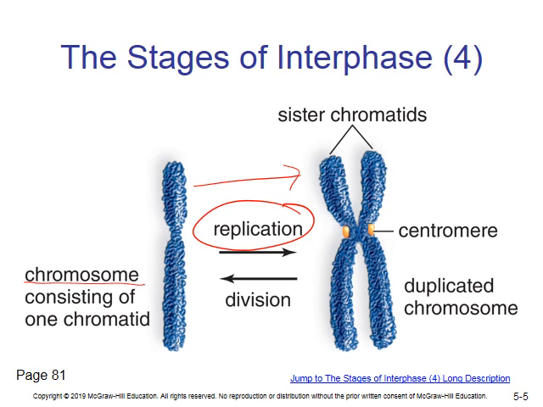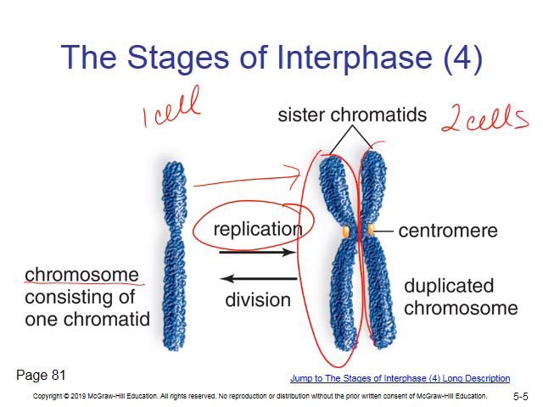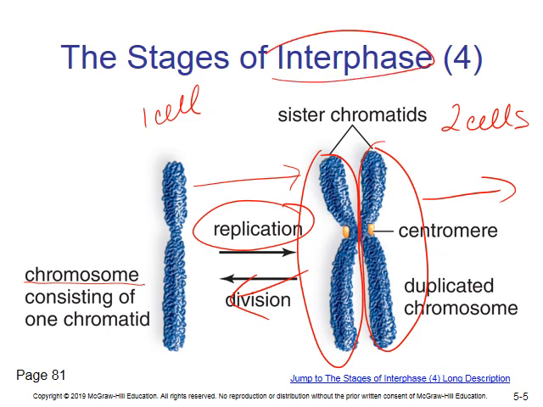Because what's going to happen? You start with one cell and you're going to end up with two cells. So this and this have to be able to be pulled apart. This is happening in interphase, but specifically S phase.